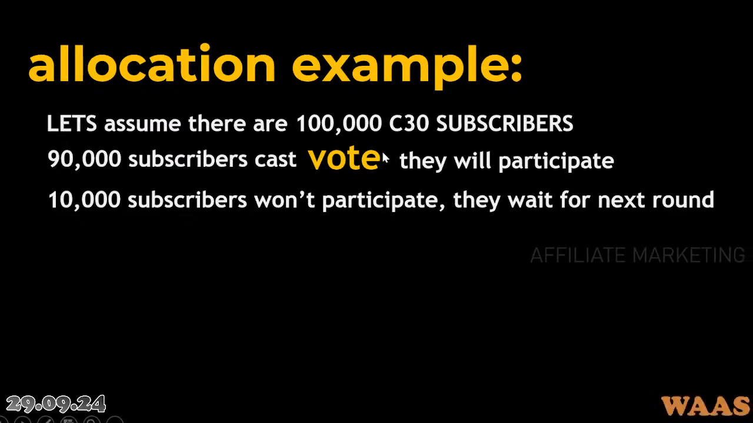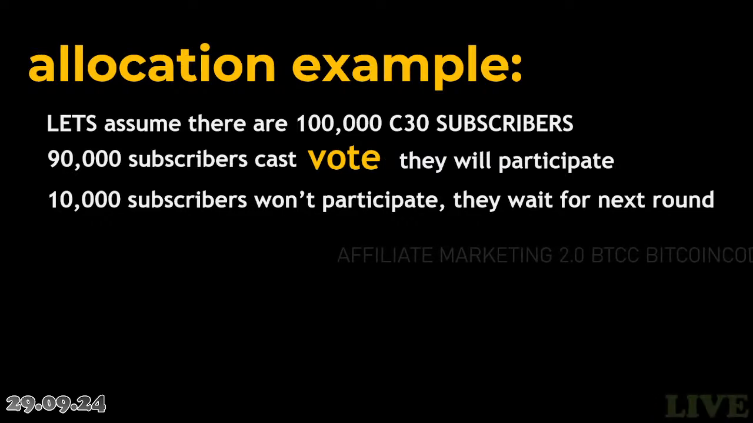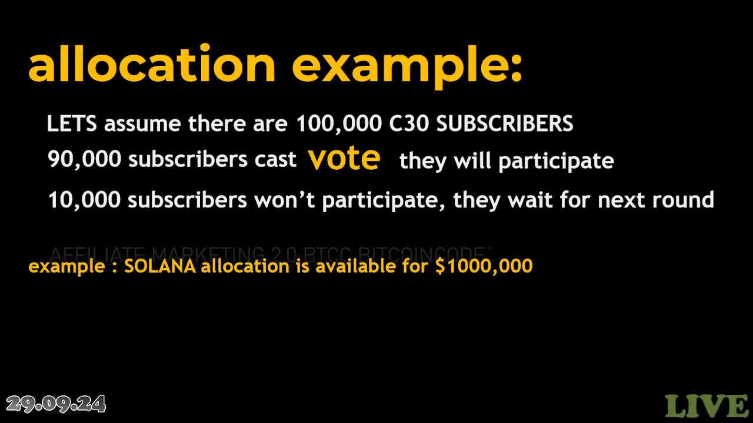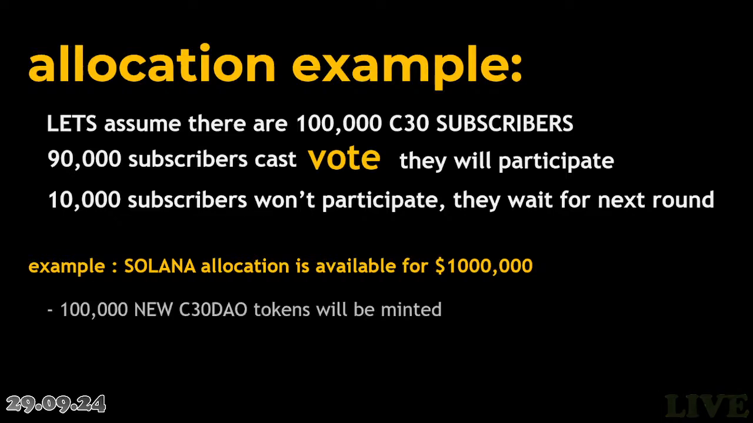100,000 subscribers, only 90,000 cast their votes, and 90,000 will be able to participate in that particular allocation. 10,000 will be left out. They will have to wait for the next round. Now let us again take the example of Solana. Shabez negotiated with Solana, and he was able to grab like 1 million funding for allocations, right? So he will do all his calculations, and 1 million funding will be available for Solana's allocation, based on his calculations and everything.